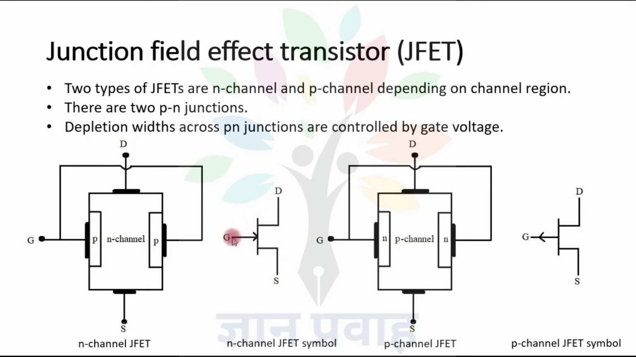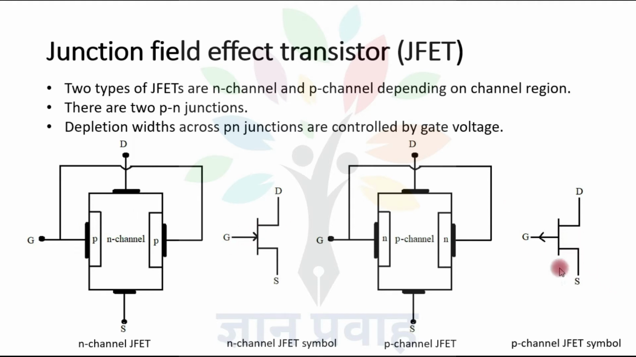And at the gate terminal, one arrow is here. This arrow is showing the direction of conventional current, and the direction of conventional current is always from P to N type material. So in case of N-channel JFET, the gate terminal is connected with P-type material. It means the direction of conventional current is P to N, like this. That's why the arrow is given here.